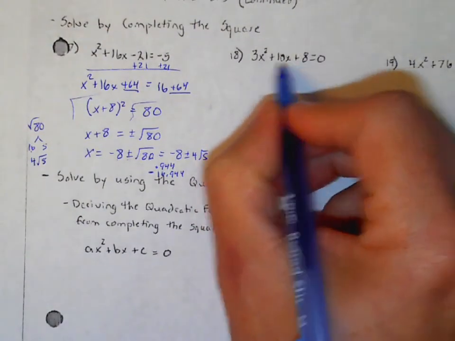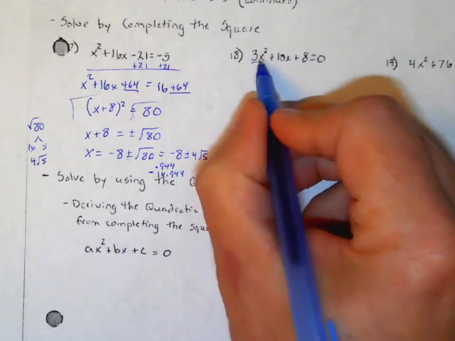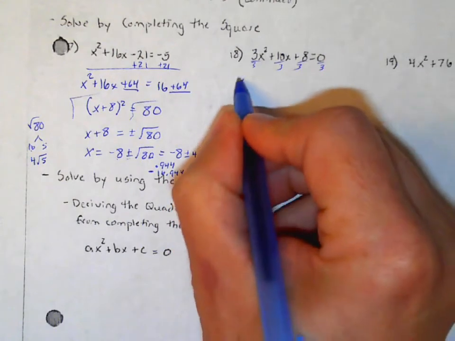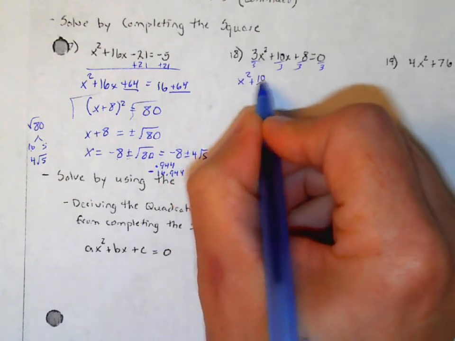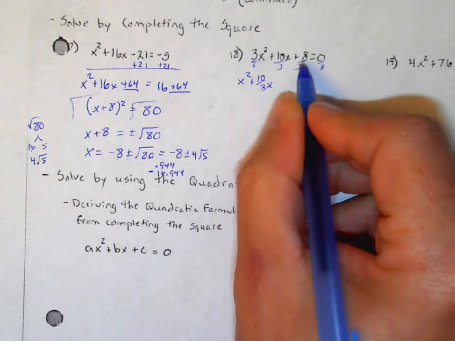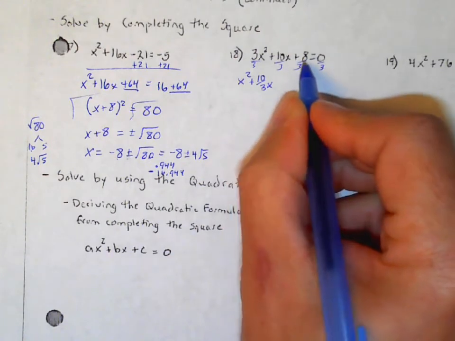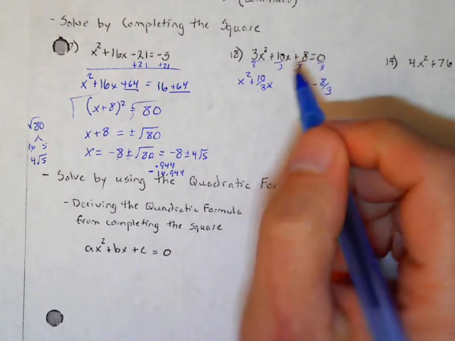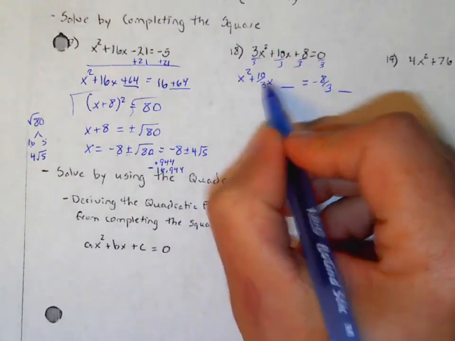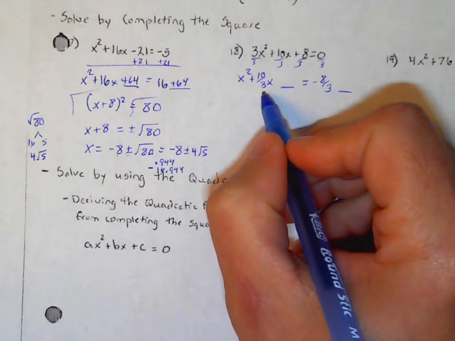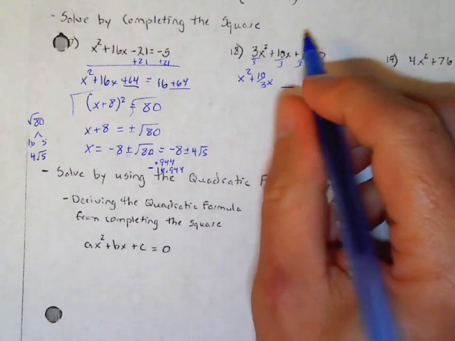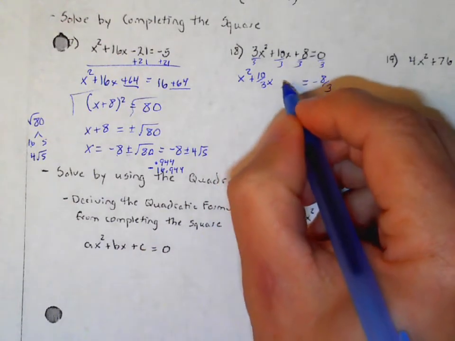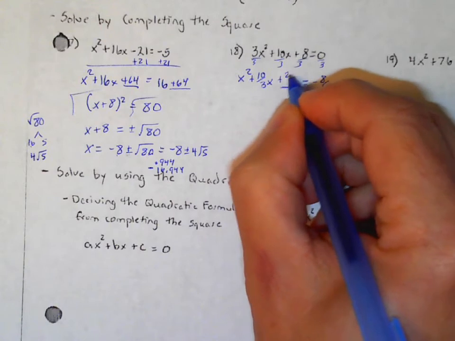Okay, next one. This is going to get a little more complicated because when we divide by 3, we get some fractions here, right? So we're going to have x squared plus 10/3 x. And I know I have to also bring this over, so I'm going to do that in the same step. So minus 8/3. Okay, now I've got to complete the square. Half of 10 thirds is 10 sixths, which would be 5 thirds. Squared gives you 25 ninths.